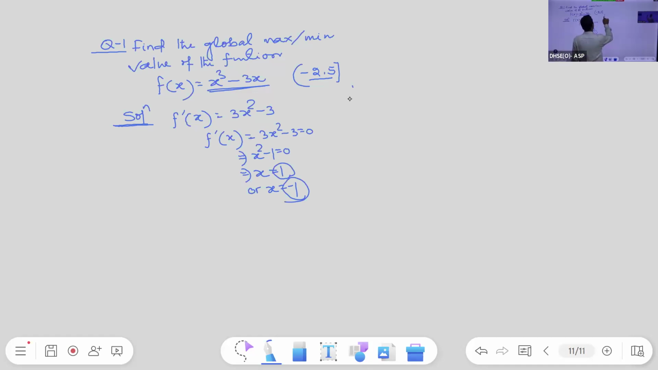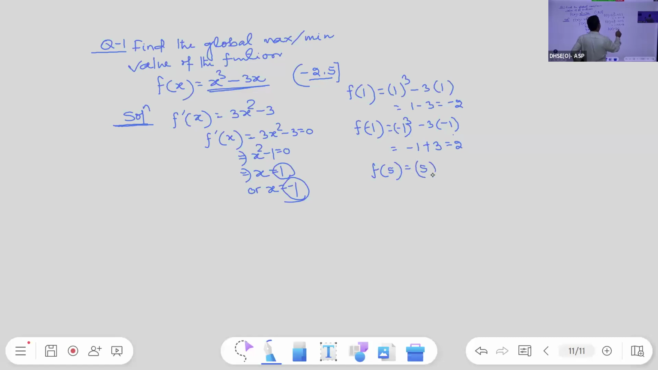So what is f of 1? F of 1 equals to 1 cube minus 3 into 1, 1 minus 3, that is -2. What is f of -1? F of -1 is equal to -1 cube minus 3 into -1. That is -1 plus 3, that is 2. F of 5. F of 5 is equal to 5 cube minus 3 into 5. This is equal to 125 minus 15, 110.